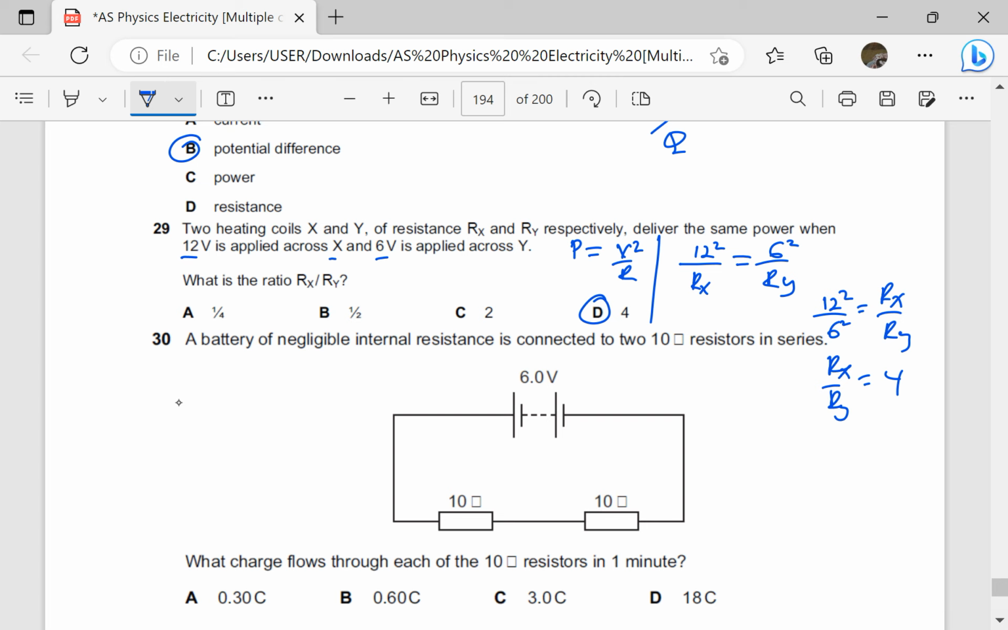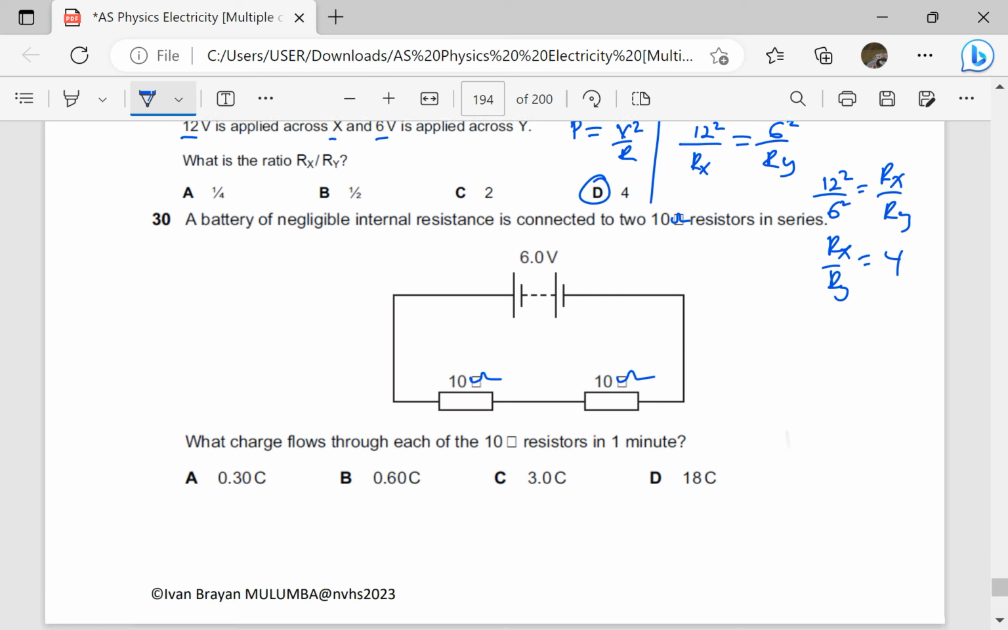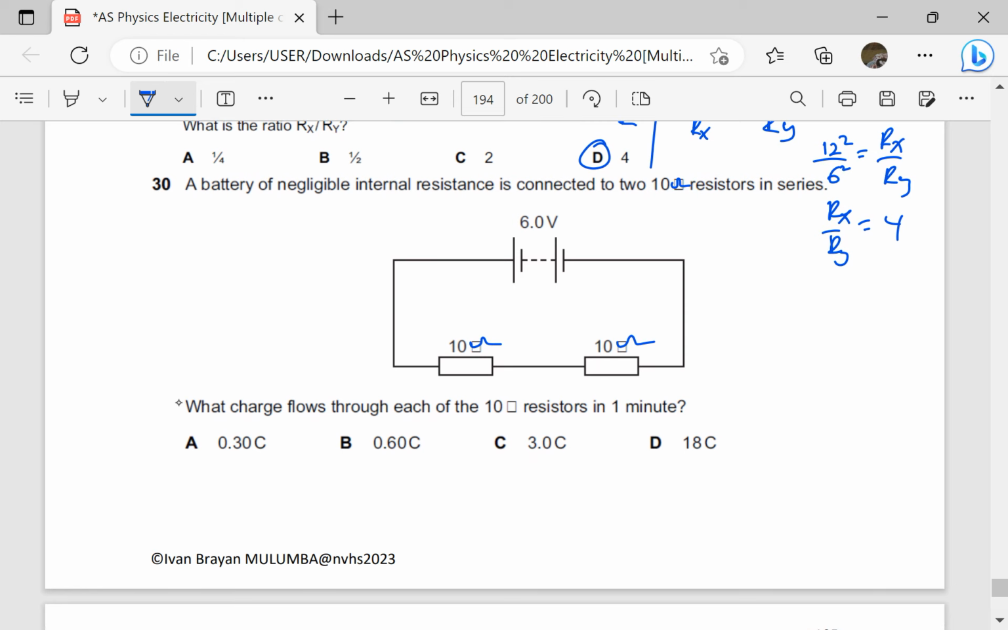The answer is D. A battery of negligible internal resistance is connected to 10 ohm resistors in series. So these are 10 ohm resistors in series. What charge flows through each of the 10 ohm resistors in 1 minute? So we know charge is going to be current times time. All we need is the current here.